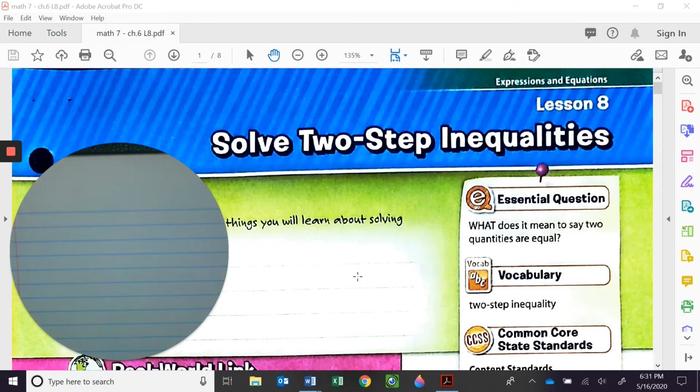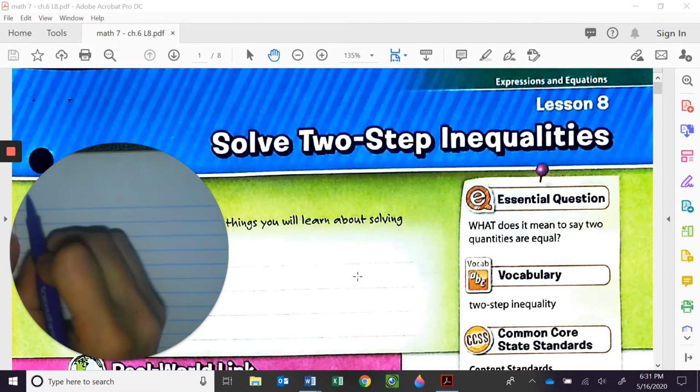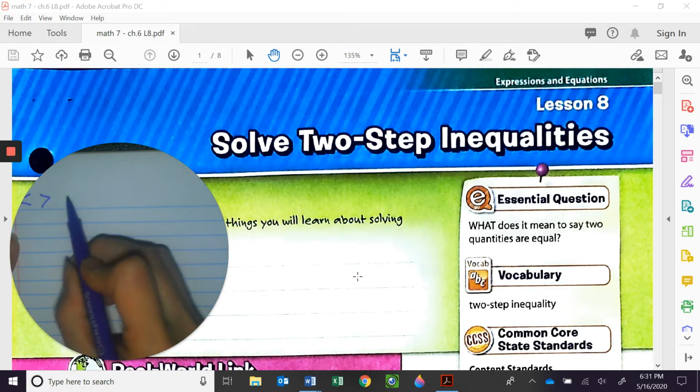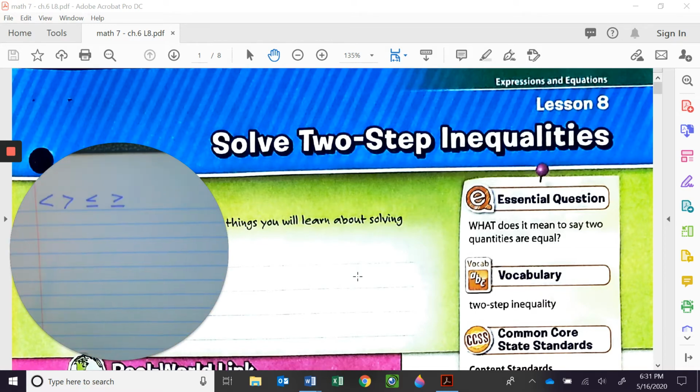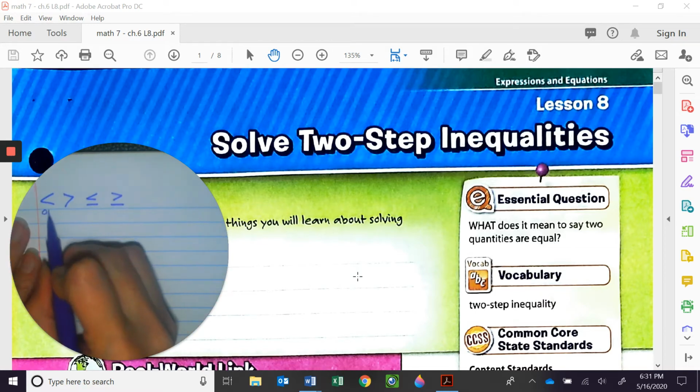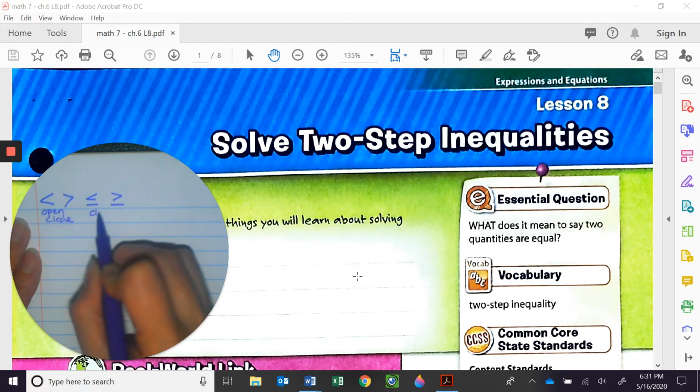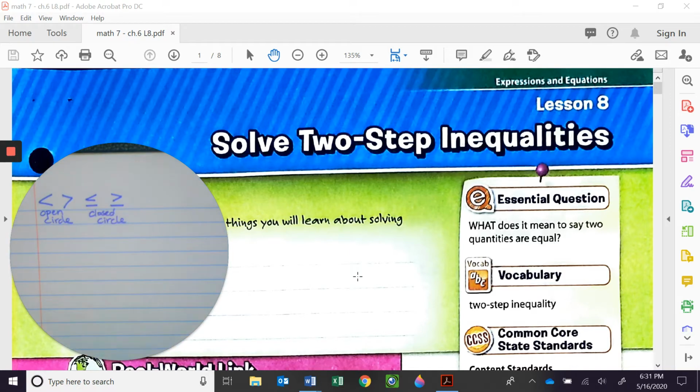All right, so lesson 8 is now solving two-step inequalities. So again, we're still dealing with our inequalities: less than, greater than, less than or equal to, greater than or equal to. Okay, we have an open circle when we're graphing, or we have a closed circle when we're graphing. Okay, we solve these just like any equation.